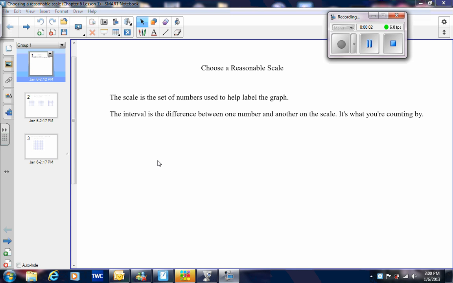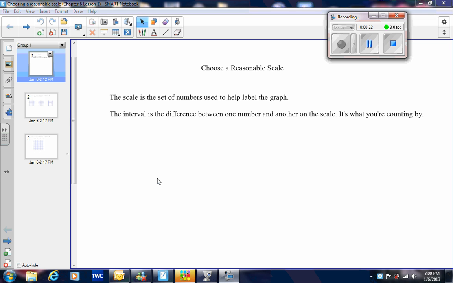Okay, we're getting started with Chapter 6, Choosing a Reasonable Scale. A scale is a set of numbers used to help label the graph. As you look at a graph, the scale will be the numbers that go up the side, vertically, up and down. And then many times there'll be numbers, also a scale, that will go side to side, horizontally. We call those X and Y axes, and we'll get into those in the next lesson, naming those specifically.